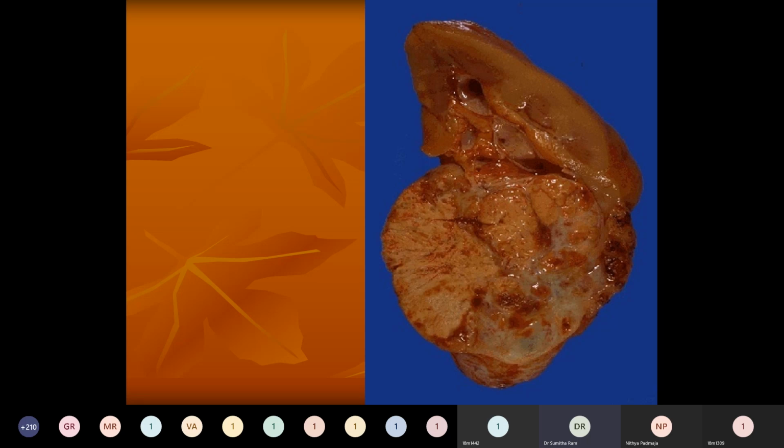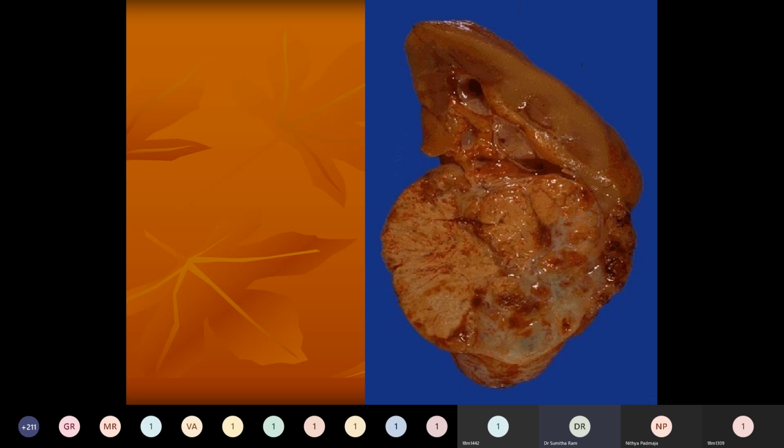Okay, so here you need to brush up on the differences between benign and malignant tumors. It is clearly seen to involve the entire lower pole and the mid zone of the kidney. This is the upper pole of the kidney, this is the lower pole of the kidney, and on cut section it is known to show something called a variegated appearance.